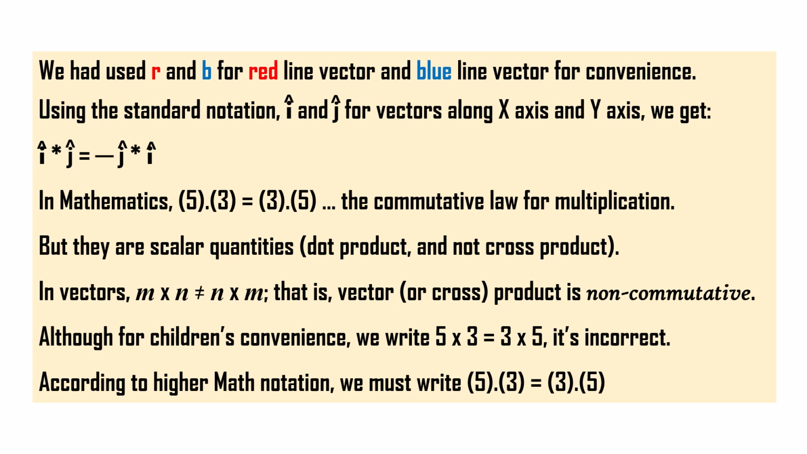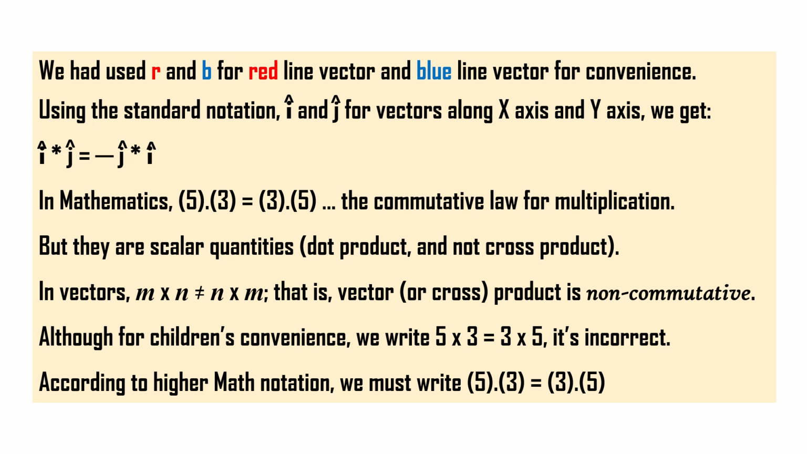In mathematics, 5 into 3 is equal to 3 into 5, the commutative law for multiplication. But they are scalar quantities, that is, dot product, and not cross product.